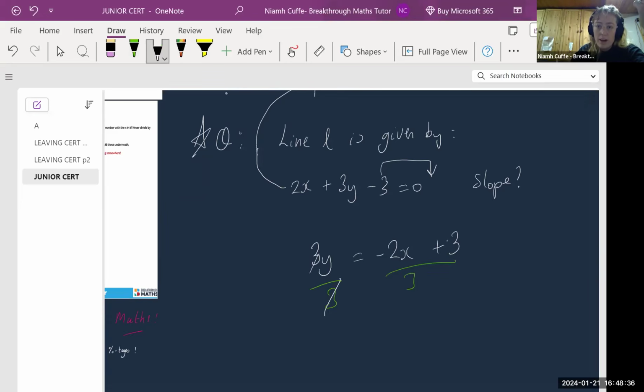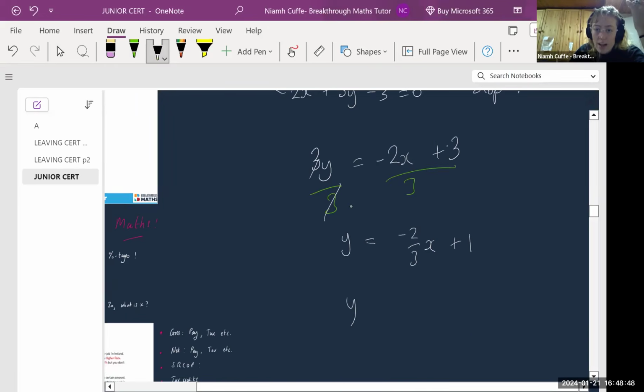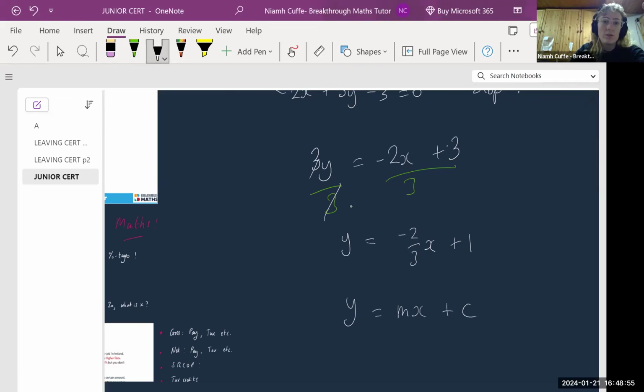We're left with y is equal to minus 2 over 3 x plus 3 over 3. What's 3 divided by 3? It's just 1. Now, guys, you're in the form of y equals mx plus c. What's our slope? Someone shout it out. Minus 2 over 3. Amazing, guys.